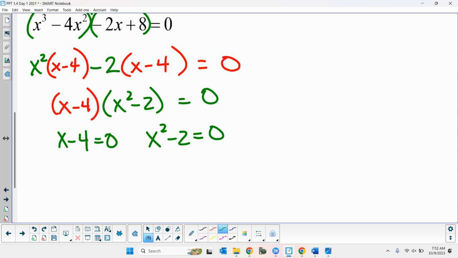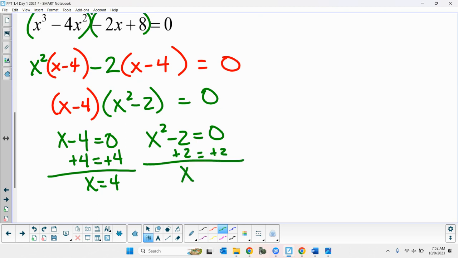X squared is a square. You got the minus sign, but the 2 isn't, so I can't go further. But that's good that we're looking at that and seeing if it was one of those difference of squares. So here, I just add 4, and I get x is 4. All right, here, I want to add 2. And get x squared is 2.